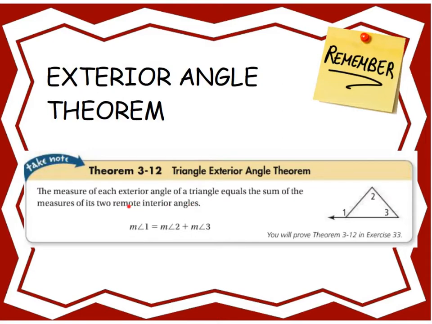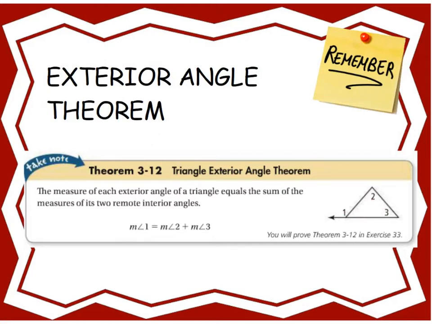Okay, this word remote means like far away. So for angle 1, there's 3 interior angles in this triangle. You got this one, and then you got this one here. But this one is adjacent to angle 1. So that's not the one they're talking about. When they say remote interior, they mean the ones away from that.